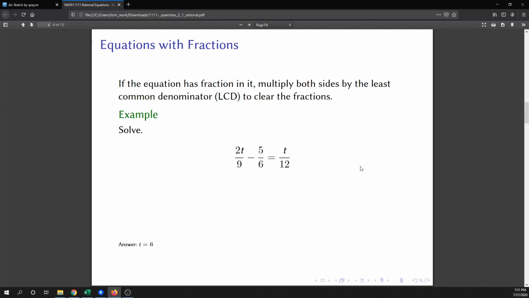So, okay. The basic thing that you would want to do when you have a rational equation like this is multiply through the entire equation by the least common denominator, the LCD. And if you do that correctly, then the fractions will be cleared out and you won't have to worry about the fractions anymore. All right, so let's take a look at this example here.